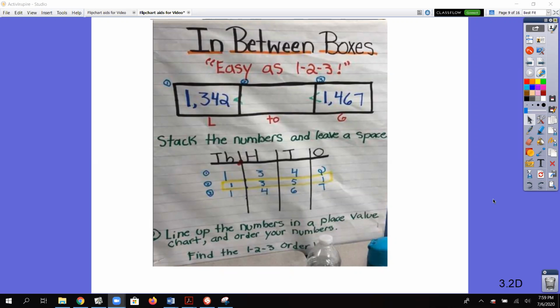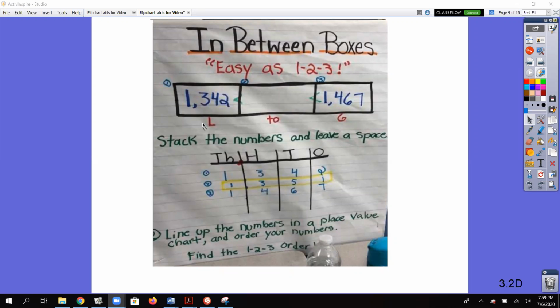This is a strategy that you can use when you're trying to figure out, when you're comparing and ordering numbers, what number would go in between two different numbers. So it's called in-between boxes. It's easy as 1, 2, 3. So here they have it in order from least to greatest, and they try to figure out what goes here.